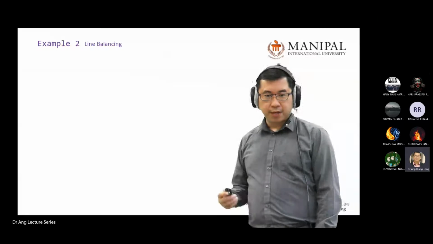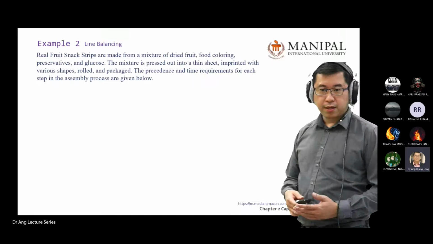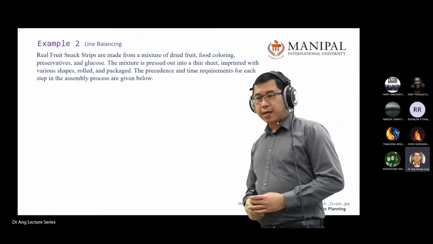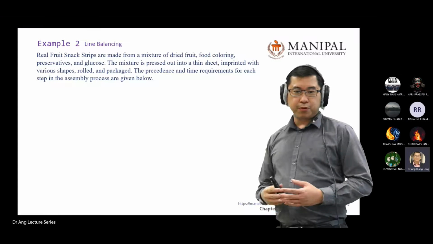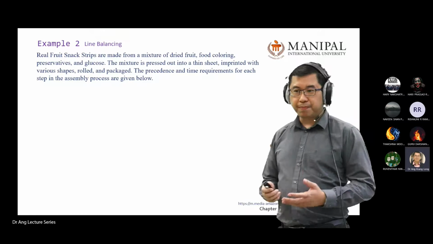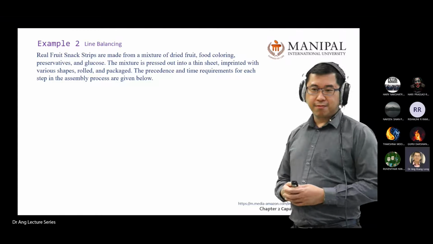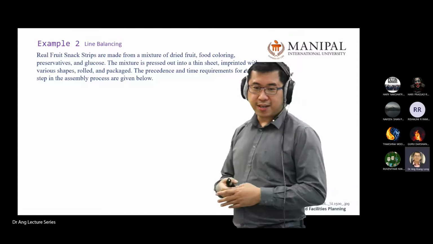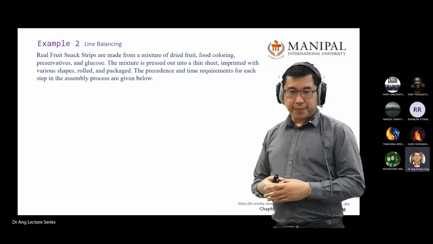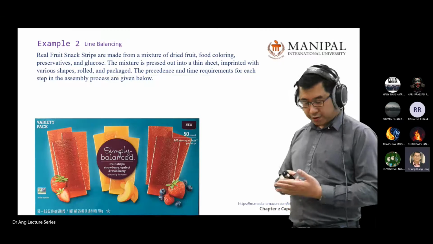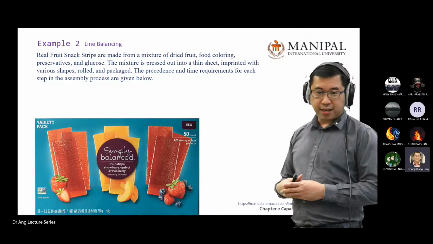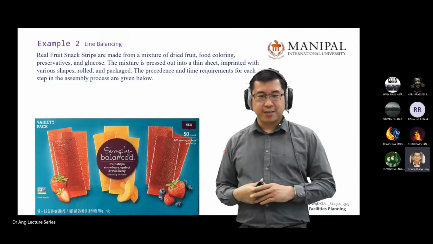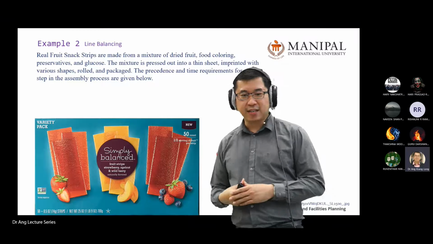Right. Let's look at one example. Okay, you can read from the slide here. So one company is producing snack strips, fruit snack strips. Maybe if you have kids, or a young brother, young children, then I think you have seen this one before, or maybe it's also one of your favorite snacks, right? So these are fruit strips. It's a snack or candy, yeah, it's a candy.